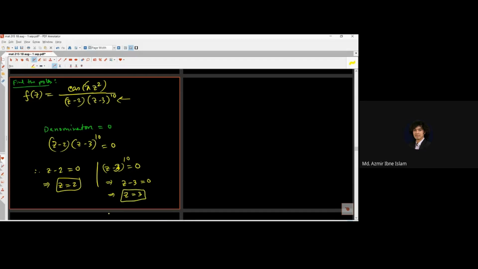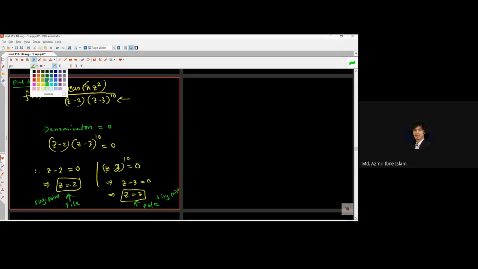Is that okay? Yes, sir. Here we have found 2 points, z equal to 2, z equal to 3. These are called poles, pole 1, pole 2. Or we can say singular point. It is singular point. So if you are asked to find the poles or singular point from a function, you have to use denominator equal to 0. So now we have found 2 points, z equal to 2, z equal to 3.